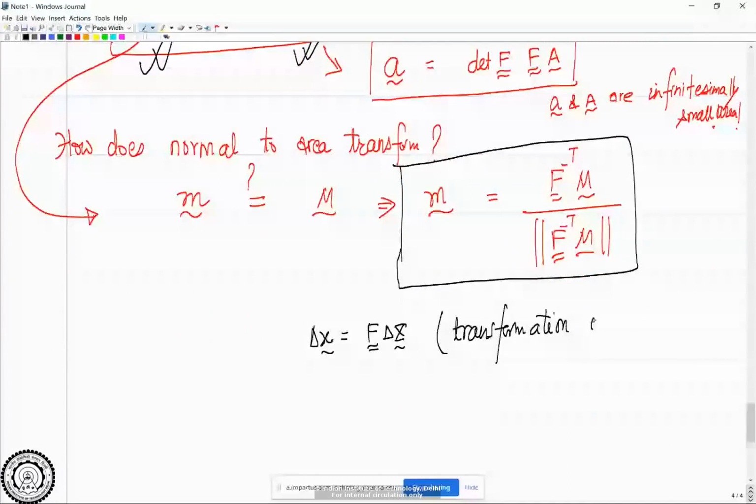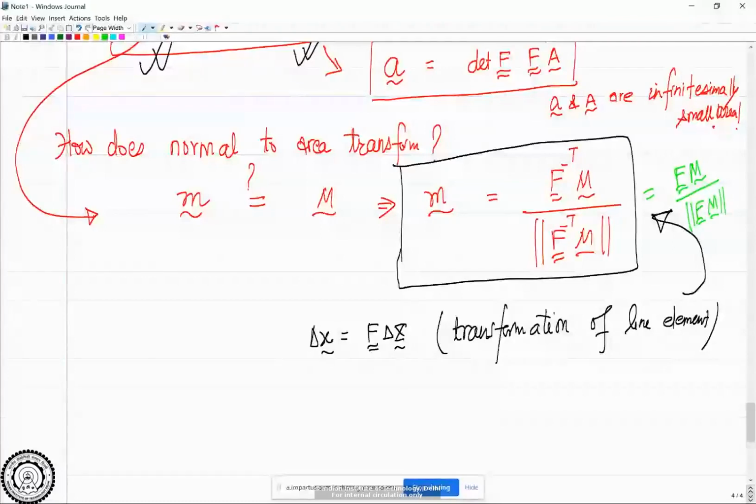Okay, but then you contrast it with this normal. Normals are not transforming in this way. Can you think of what could be the reason? Why did it not happen that this is equal to big F into big M divided by the magnitude of big F into big M? Any idea why this is not correct?